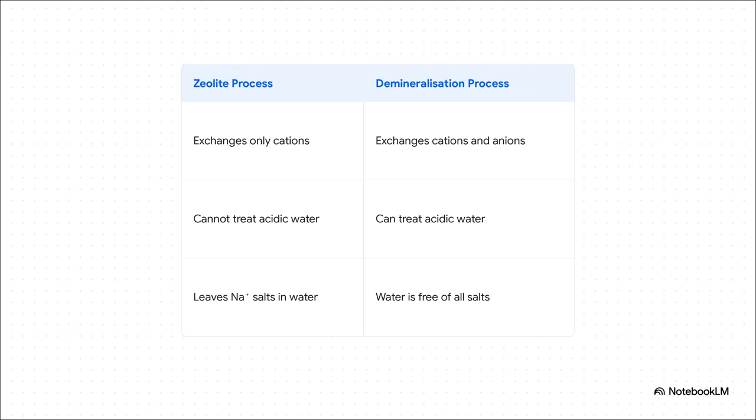Now, it's really important to know the difference between this modern demineralization process and the older zeolite method. The zeolite process just swaps the hardness ions for sodium ions, so it makes the water soft, but it leaves a bunch of sodium salts dissolved in it. Demineralization is far more powerful. It takes out everything, both positive and negative ions, giving you water that's almost completely pure, which is exactly what modern high-pressure boilers need.